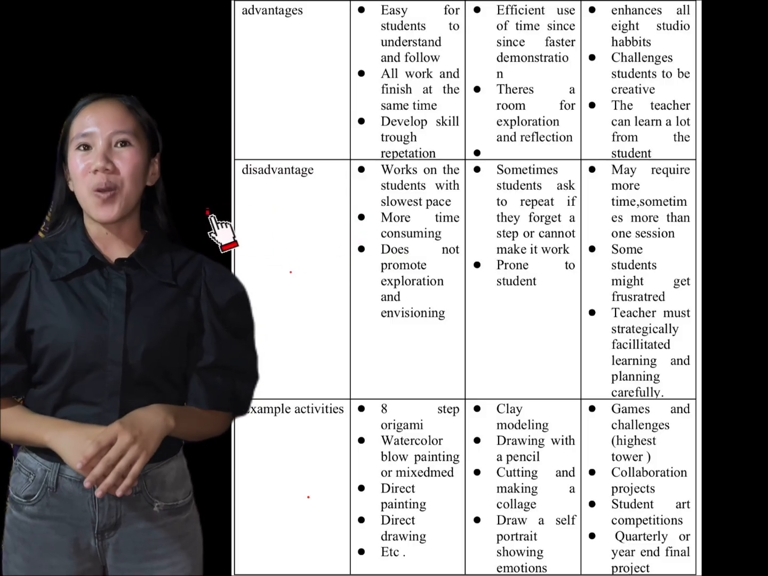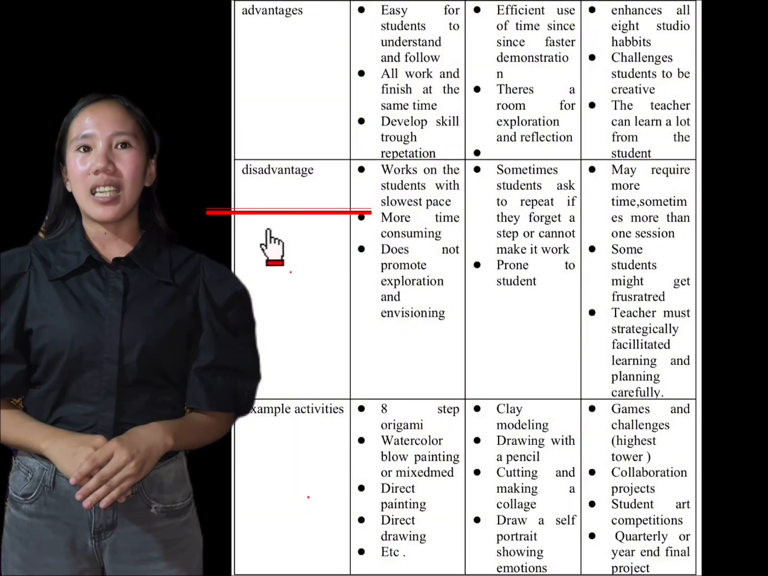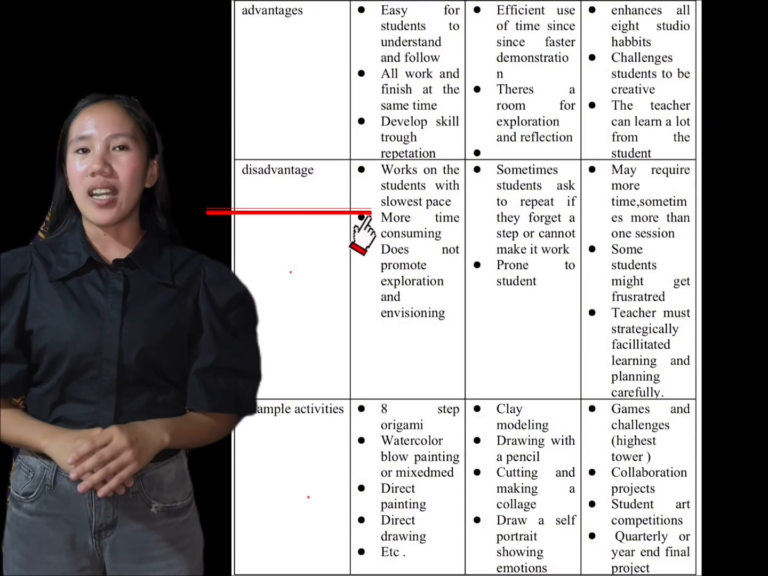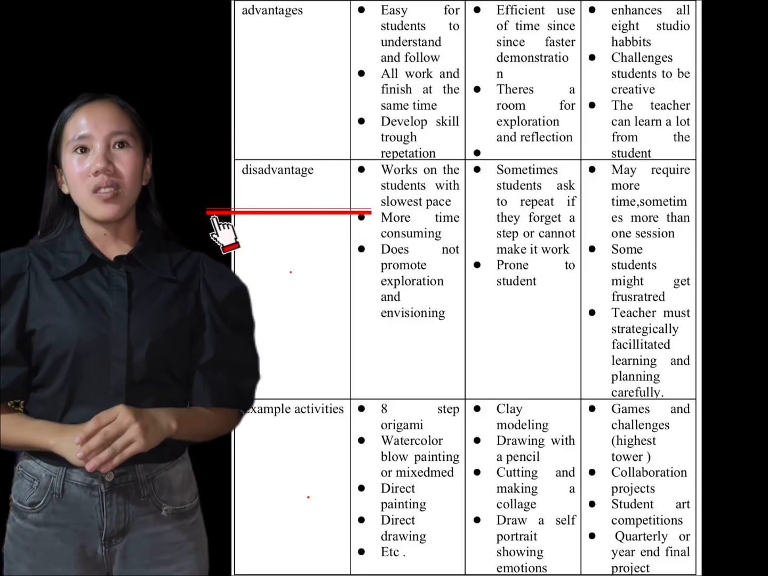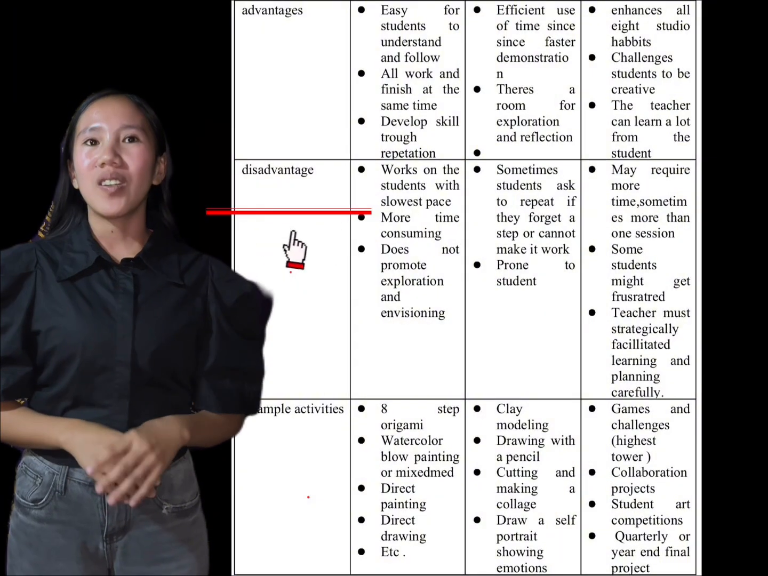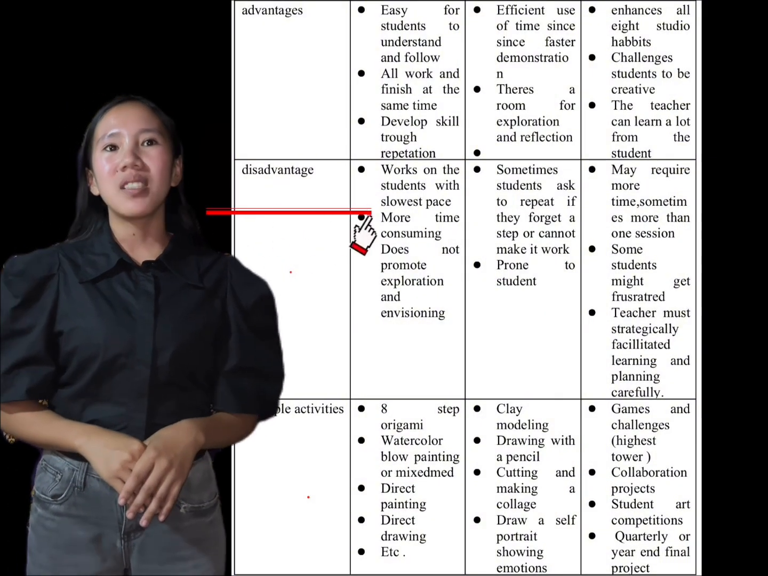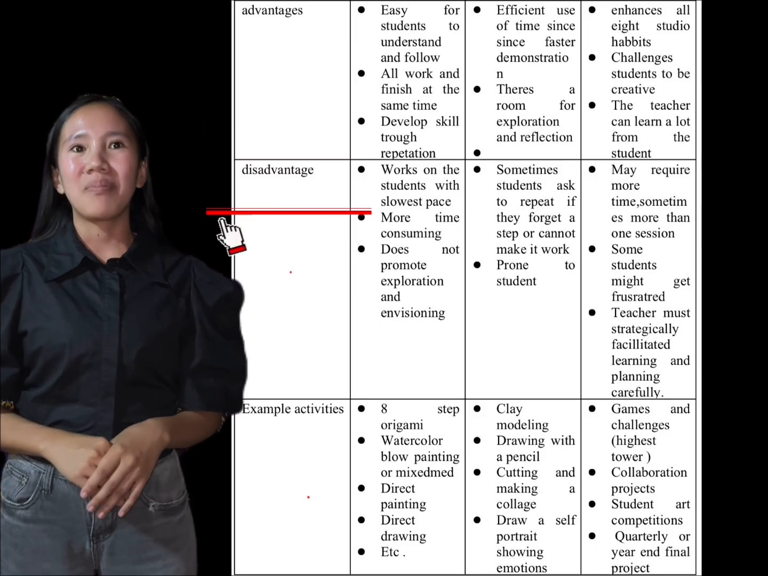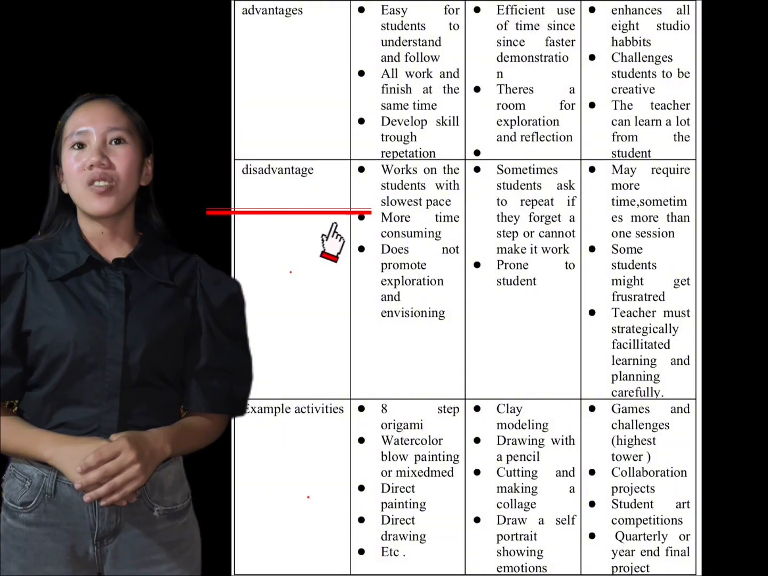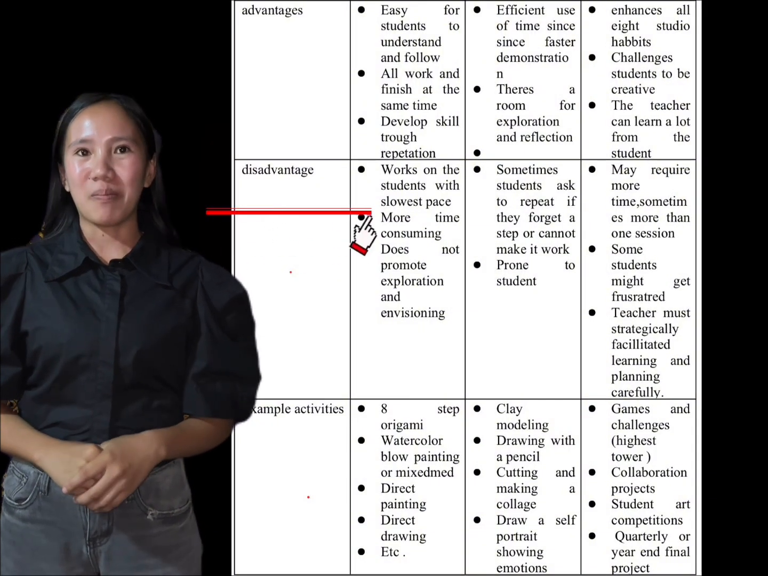In one demo approach or direct instruction, the disadvantage is sometimes students are asked to repeat if they forget a step or cannot make it work. It is error-prone. Artistic creative process or inquiry-based exploratory learning may require more time, sometimes more than one session. Some students might get frustrated. The teacher must strategically facilitate learning and plan carefully.